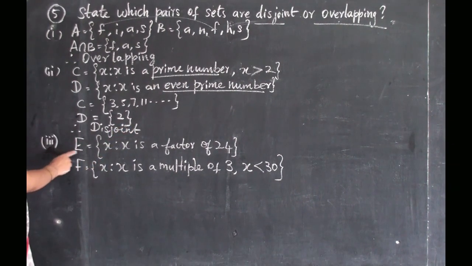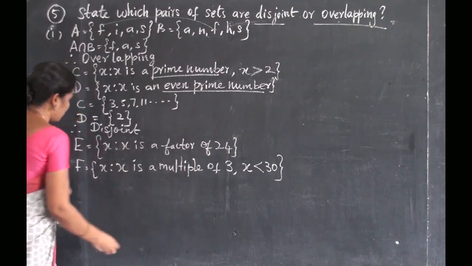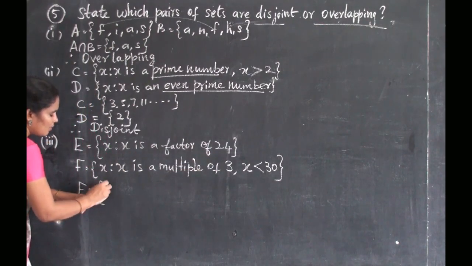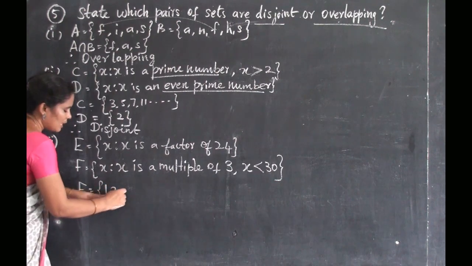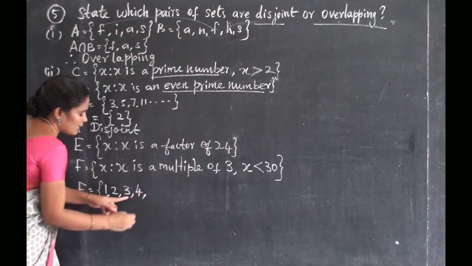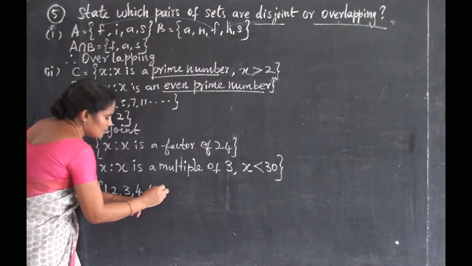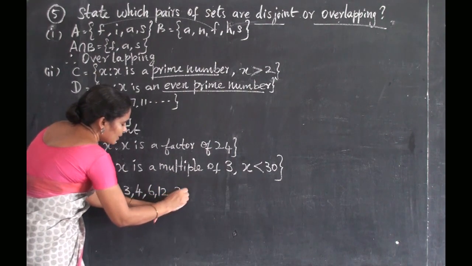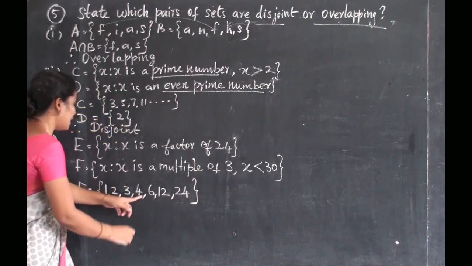Question number 3. E is equal to {x such that x is a factor of 24}. So E is equal to, what are the factors of 24? 1 24s are 24. 2 12s are 24. 3 8s are 24. 4 6s are 24. 6 4s are 24. 12 2s are 24. 24 1s are 24.